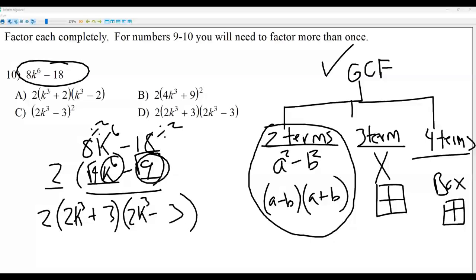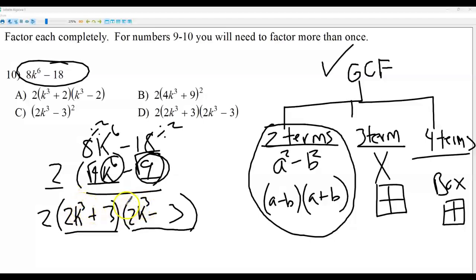Now, sometimes you could even keep going more. How do you know when to stop? Well, if you ever have like a first degree binomial, then you can stop. But this is a third degree binomial, so we might be able to keep going. Same thing here. This is a cubic binomial. So cubic means the highest power is 3. So these might be able to be factored more. But if you ever have a linear polynomial where the highest power is 1, those are done. You can't factor those anymore.